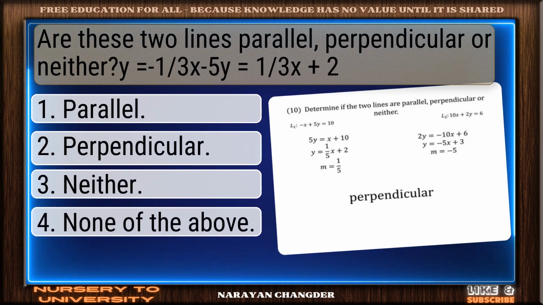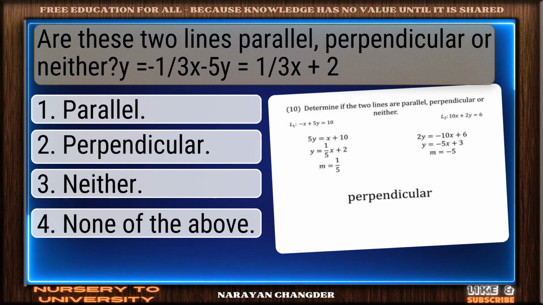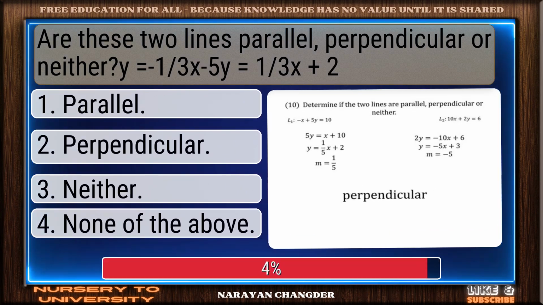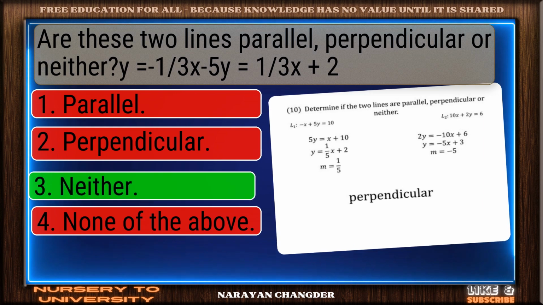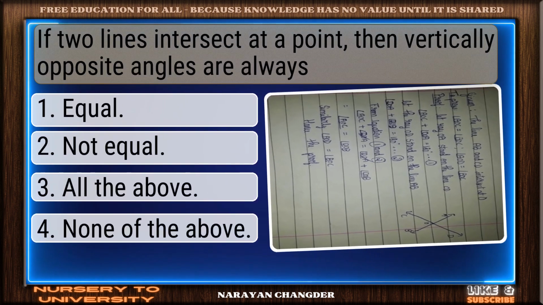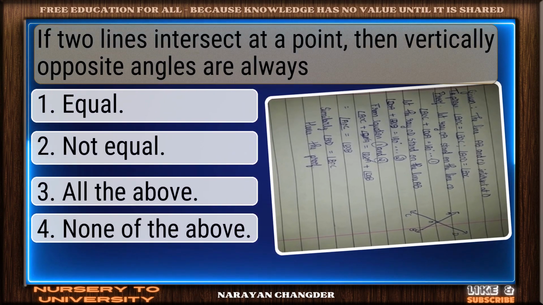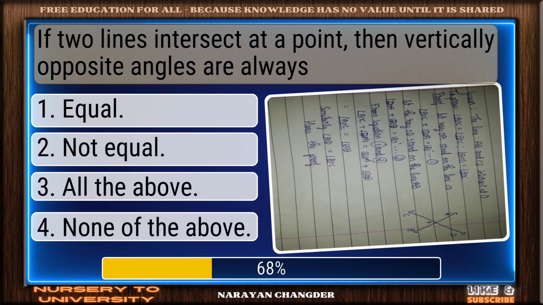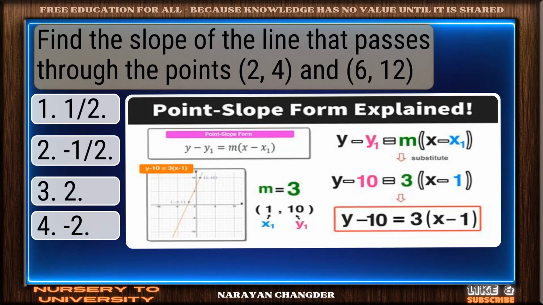Question number 69. Are these 2 lines parallel, perpendicular or neither? y equals 5/3 x, y equals 3x plus 2. Nicely done. Neither is a solid answer. Question number 70. If 2 lines intersect at a point, then vertically opposite angles are always. You chose equal, and it is correct.